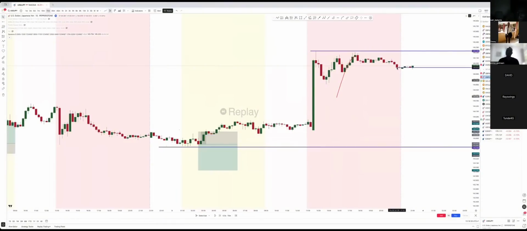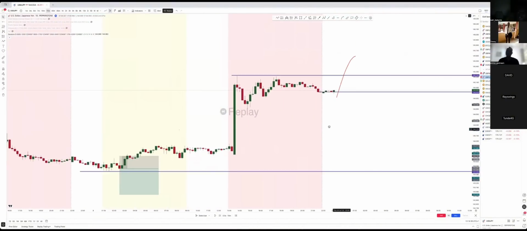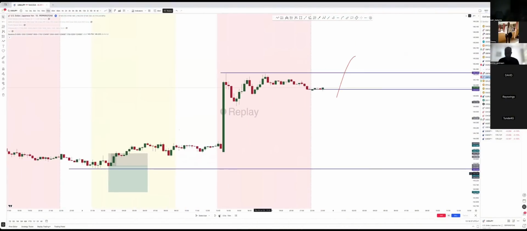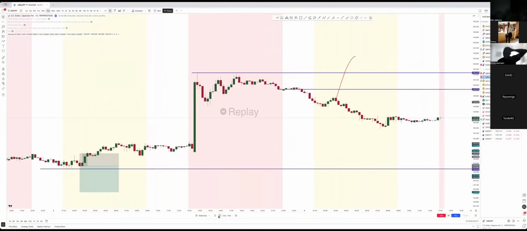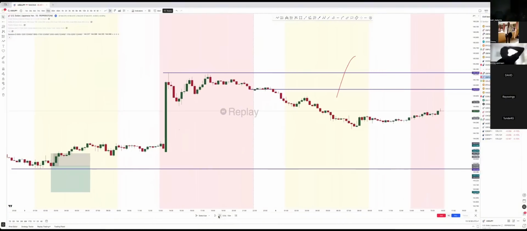So this is the closing price. So let's wait for the Tokyo session. Okay, I think no entry for this day. No entry. I'm seeing no entry.